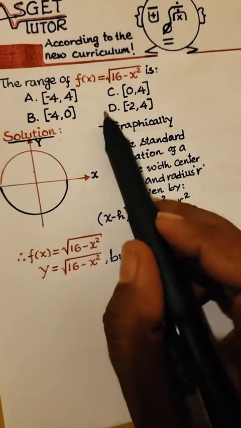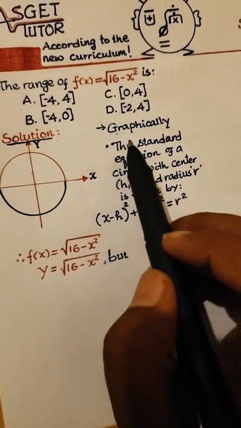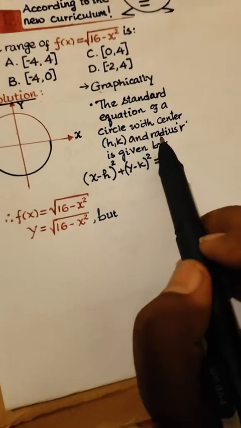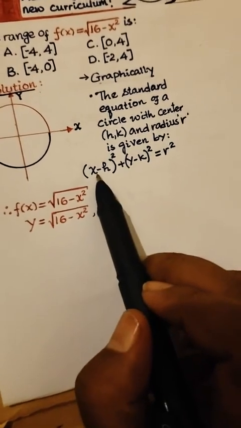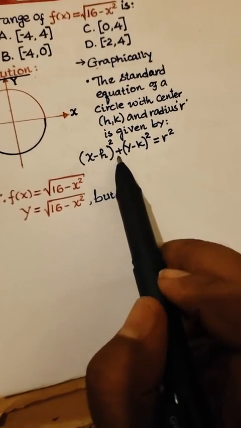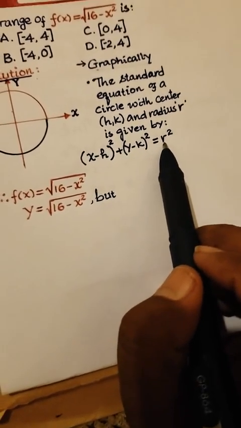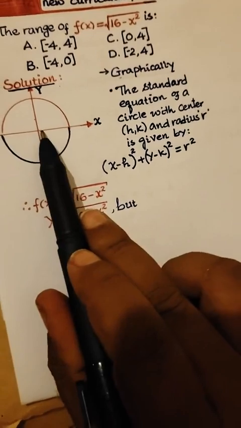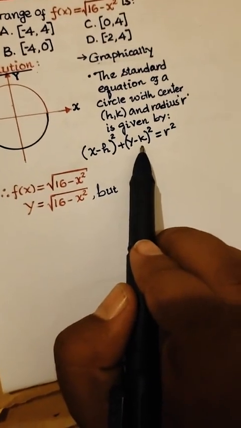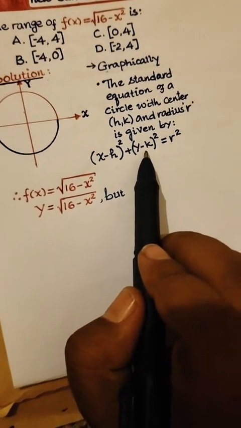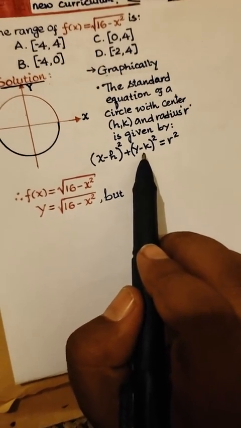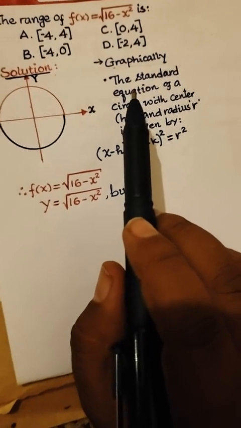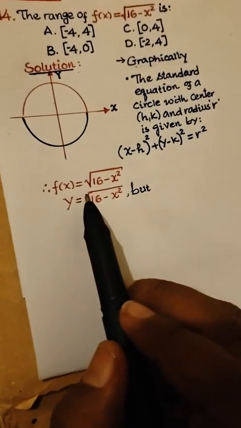So as to draw the graph of this function, we should know that the standard equation of a circle with center (h, k) and radius r is given by (x minus h) the whole squared plus (y minus k) squared equals r squared, where r is the radius of the circle and h and k are the center of the circle. So you should note this important point. Now, having said this much about how to draw this function in a contextual manner, let's directly link this with the standard equation.